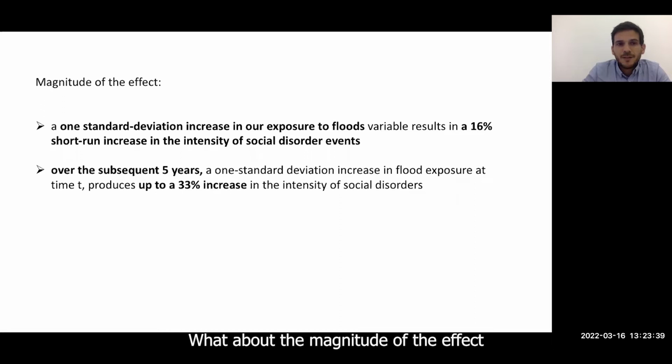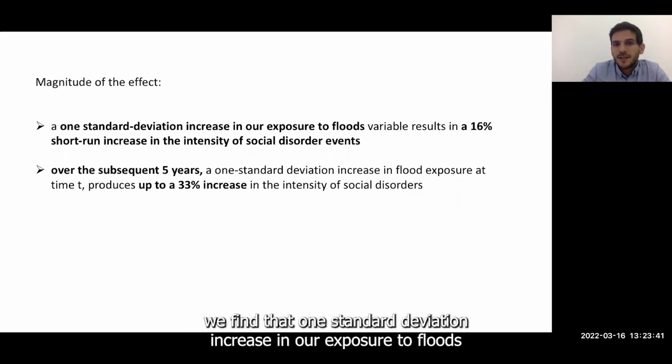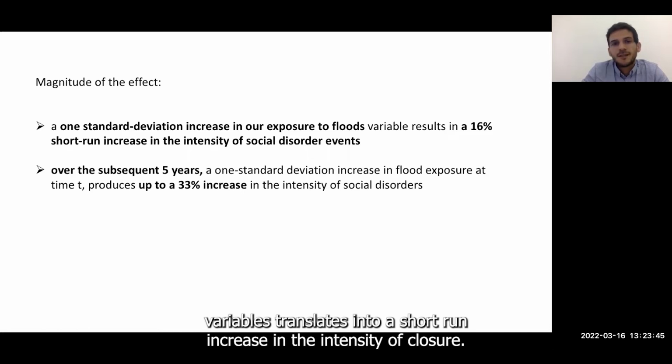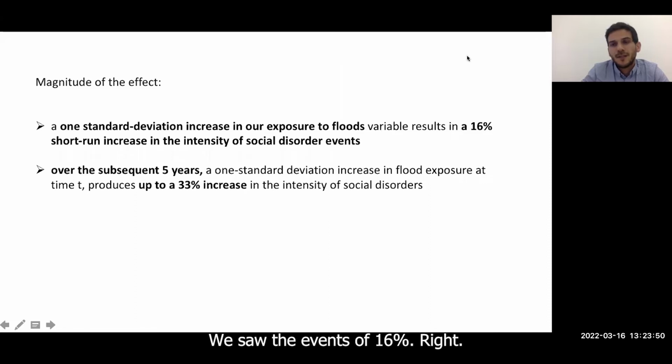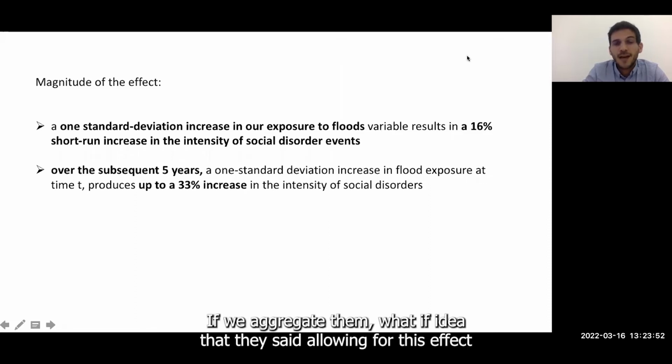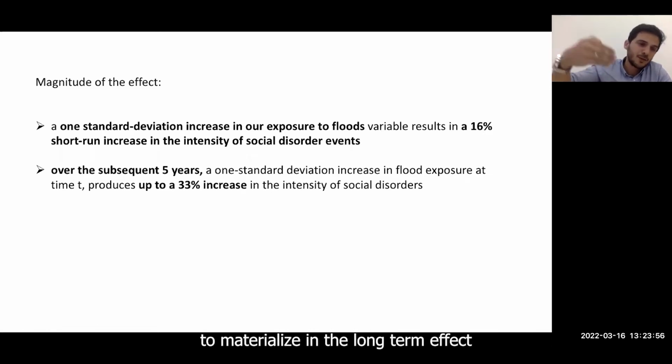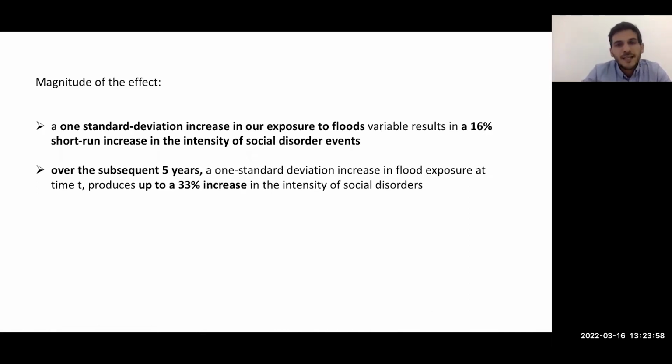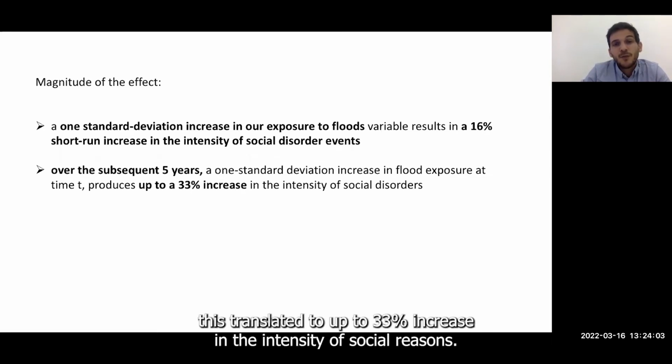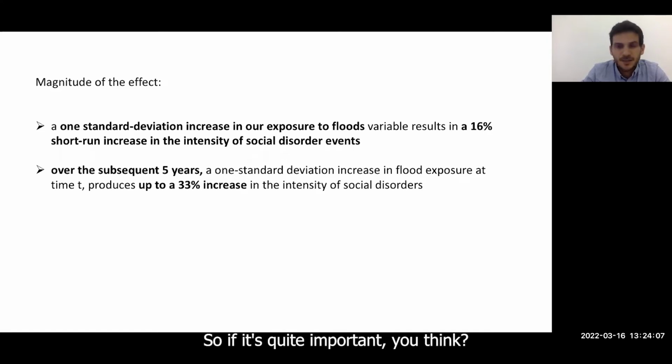What about the magnitude of the effect? We find that 1 standard deviation increase in our exposure to floods variable translates into a short-run increase in the intensity of social disorder events of 16%, all right? If we aggregate over 5 years, as I said, allowing for this effect to materialize in a more long-term effect, this translates to up to a 33% increase in the intensity of social disorders. So it's quite an important effect, right?